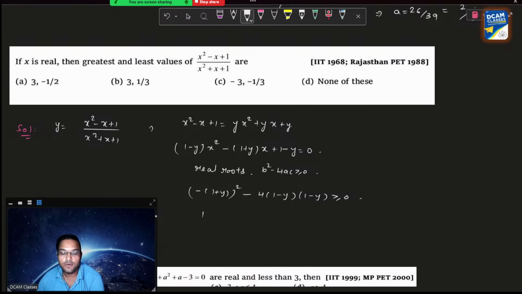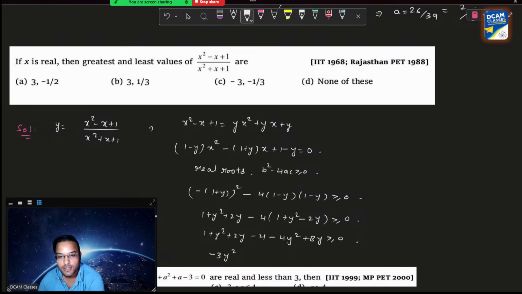Okay. Now 1 plus y square plus 2y minus 4 into 1 plus y square minus 2y is greater than or equal to 0. So 1 plus y square plus 2y minus 4y square plus 8y will be greater than or equal to 0. The equation you are getting here is minus 3y square plus 10y minus 3 greater than or equal to 0. If we further simplify it, it will become 3y square minus 10y plus 3 is less than or equal to 0.